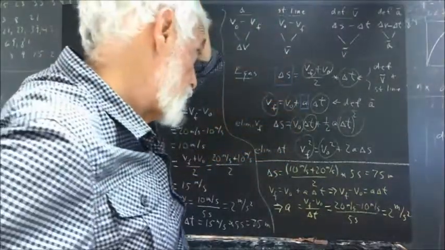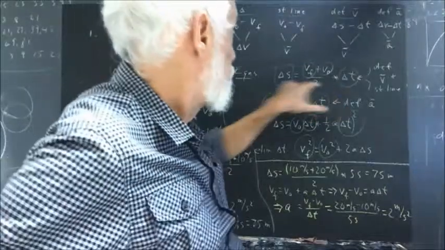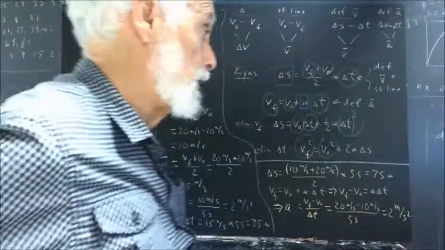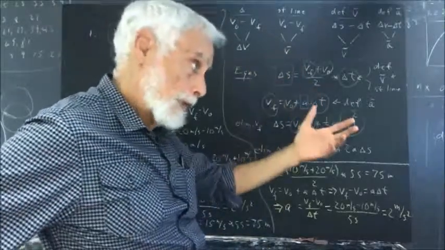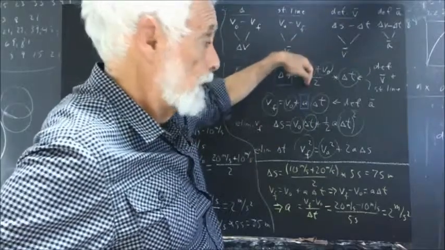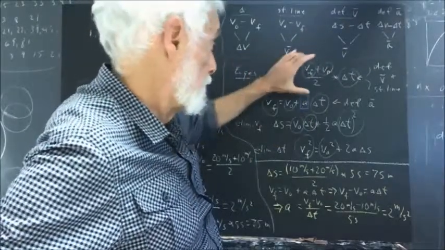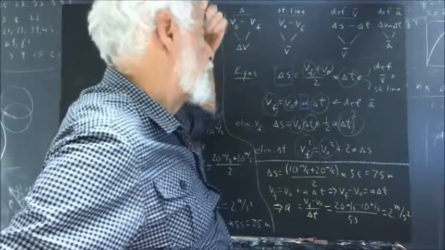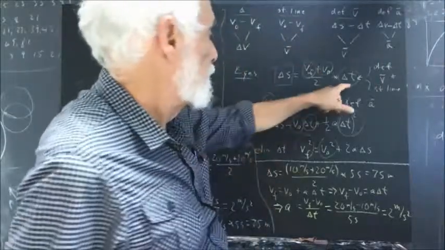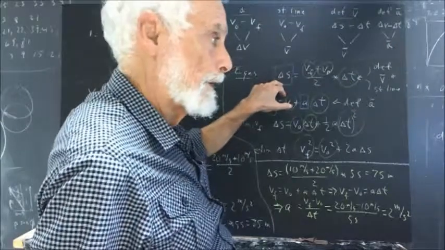This first equation is just what? Delta S is (Vf plus V0) over 2 times delta T. If you're practiced in the reasoning that we use here, we see that (Vf plus V0) over 2 is just average velocity, and we recognize that. That's the average of the initial and final velocities, and when we multiply that by delta T, we get delta S.